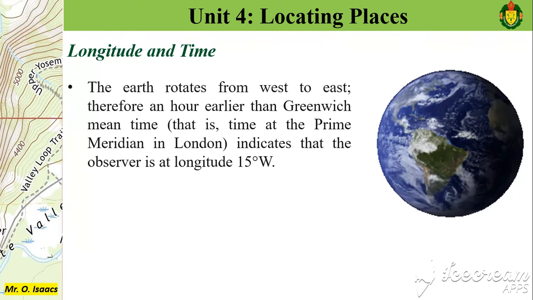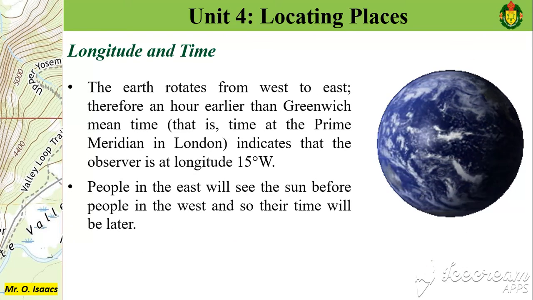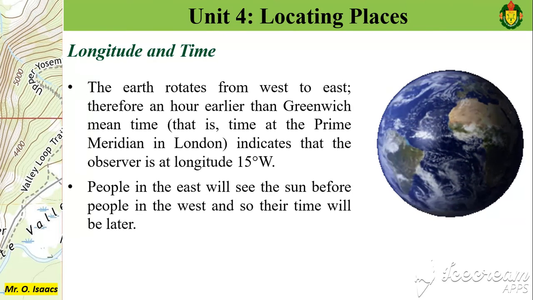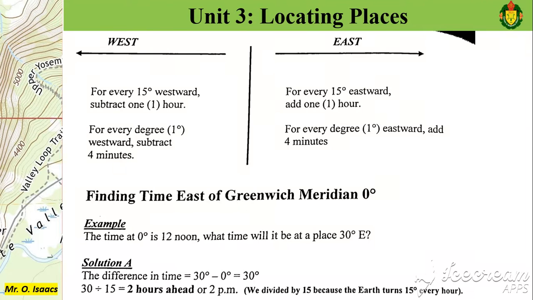Alright? The Earth rotates from west to east. So in this case, places to the east will see the sun first. And in that case, they're always going to be ahead of time, while places to the west, they're going to be behind. So with that principle, we can now say that for places to the west, if we're going towards a western direction, then we're going to be subtracting time. So the mathematical procedure we use here would be subtraction. For places to the east, if we're going to the eastward section, then it means that we're going to be adding, because they're going to be ahead of time.